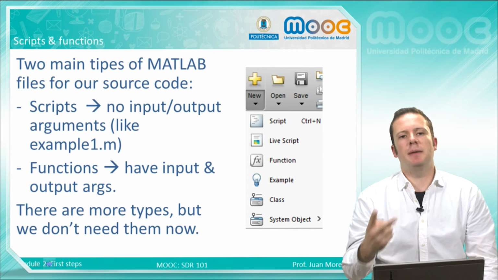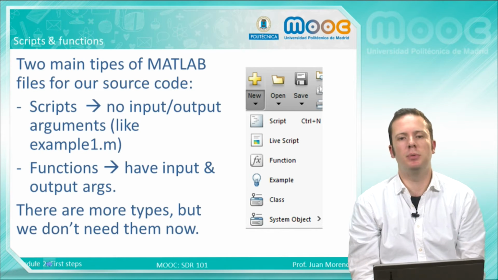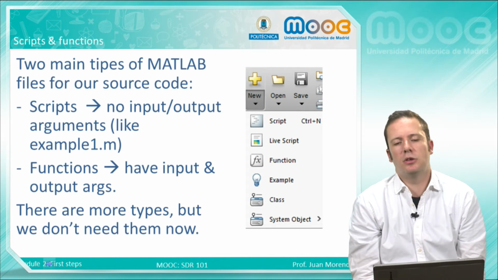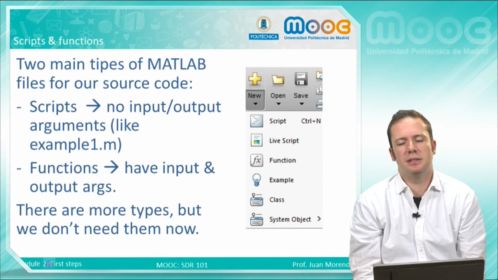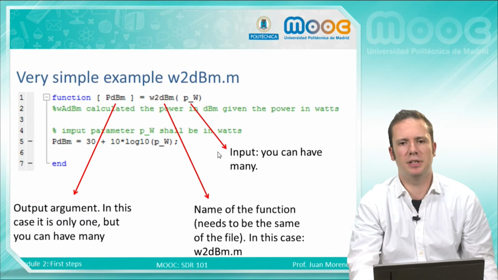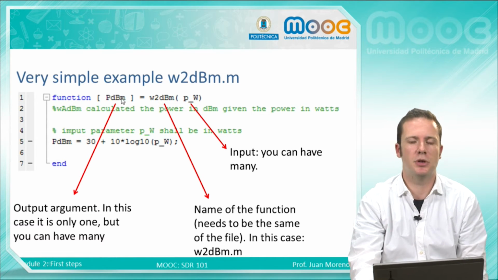Okay, there are two types of files for the source code in MATLAB: scripts with no input or output arguments, like our first example, and functions that have input and output arguments. There are so many types, but in this course we only need these two. This is an example that you have in your course repository of a very simple function that receives as an input the power of a function in watts and returns this power in dBm.